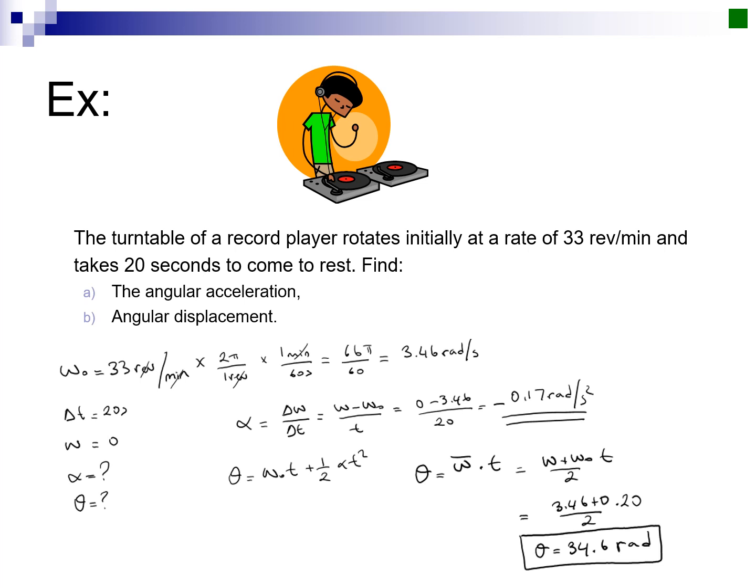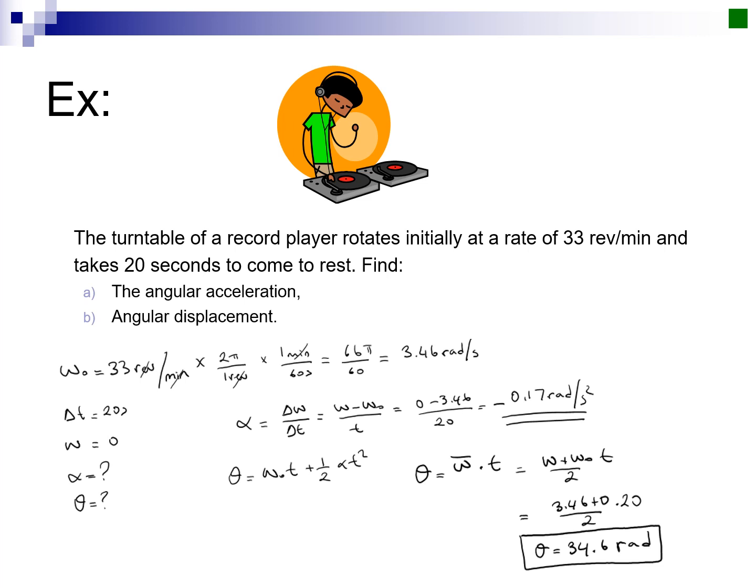Now let's solve for the angular acceleration alpha and the angular displacement theta. So acceleration is equal to change in velocity over time. This means final minus original velocity divided by the time, 0 minus 3.46 divided by 20. This should give me a negative, checking out the calculator, 0.17 radians per second squared. So that is my acceleration.